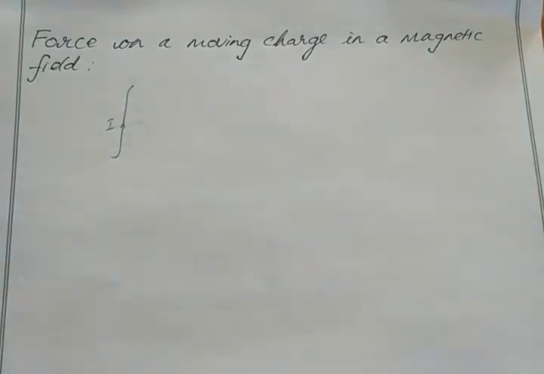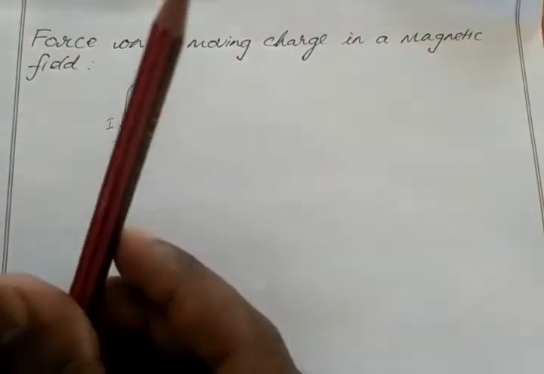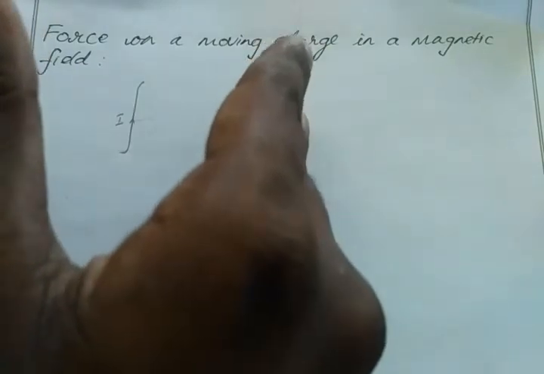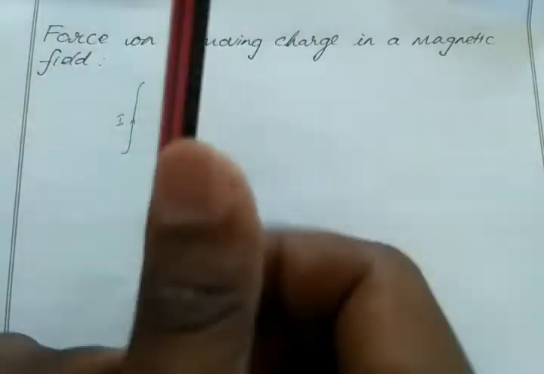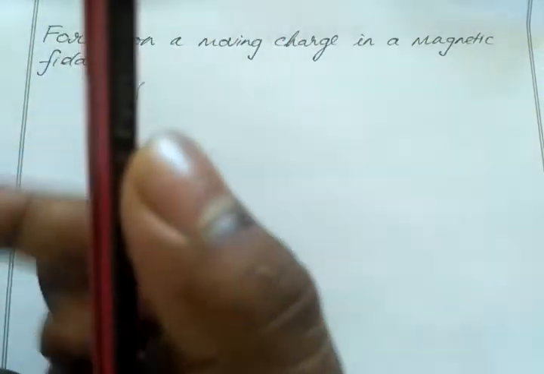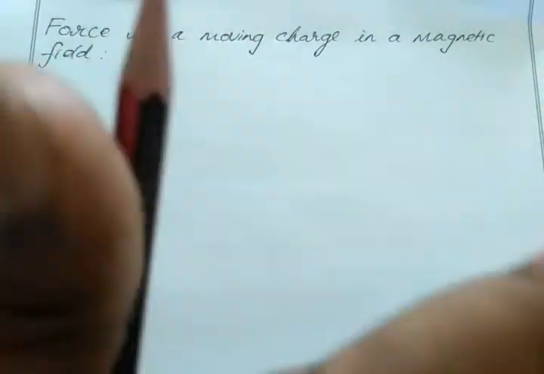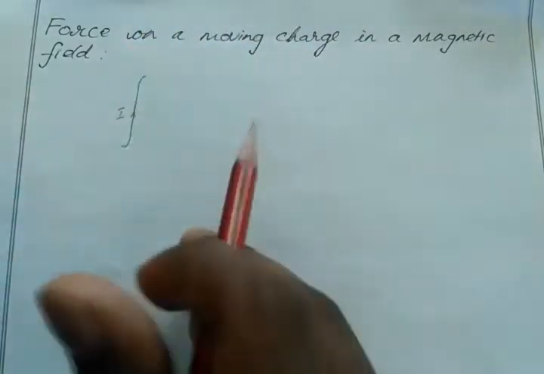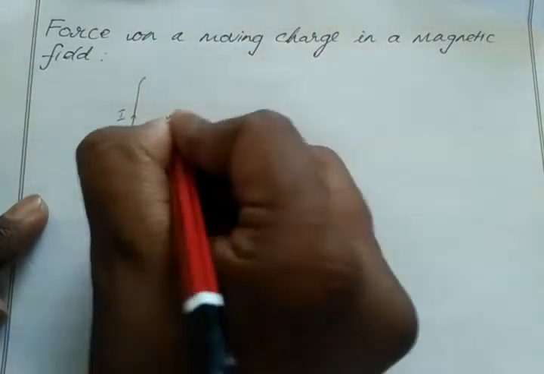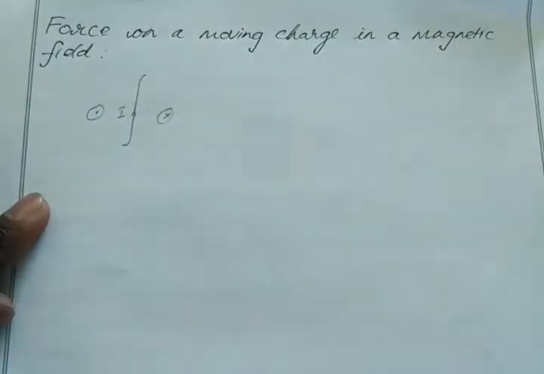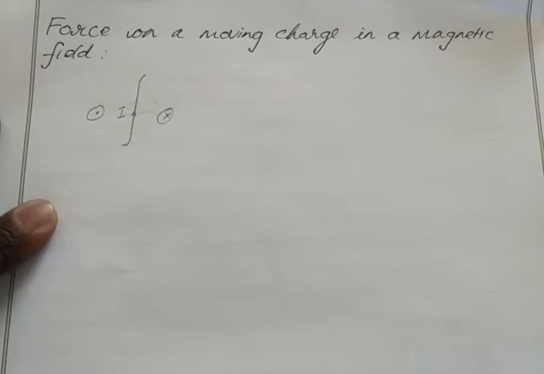On the right side of the conductor, my four curled fingers go inwards the paper. On the left side of the conductor, my four curled fingers come outwards. So I curve my fingers like this. Here I get a cross magnetic field, and here I get a dot magnetic field. Is it clear?